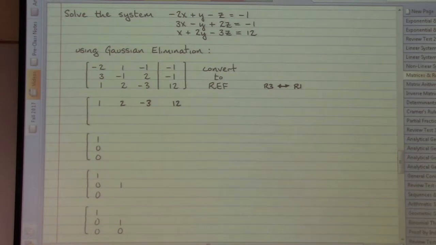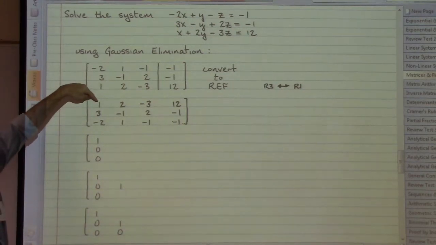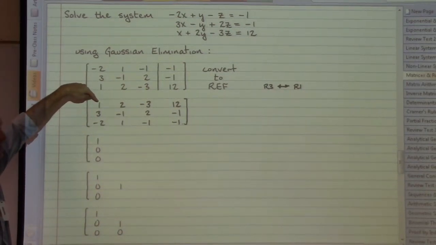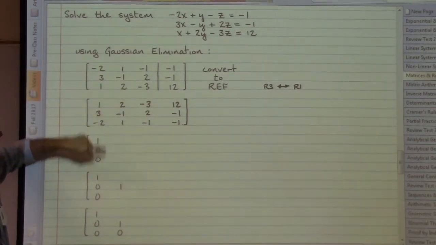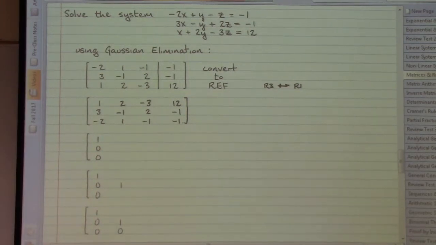Row 2 is still the same. 3, negative 1, 2, negative 1. And then row 1 gets bumped down, so that means negative 2, 1, negative 1, negative 1. I can now use the 1 right here, first row, first column. I can kill off the 3 and I can kill off the negative 2. So I'm going to do 2 different row operations to accomplish that.